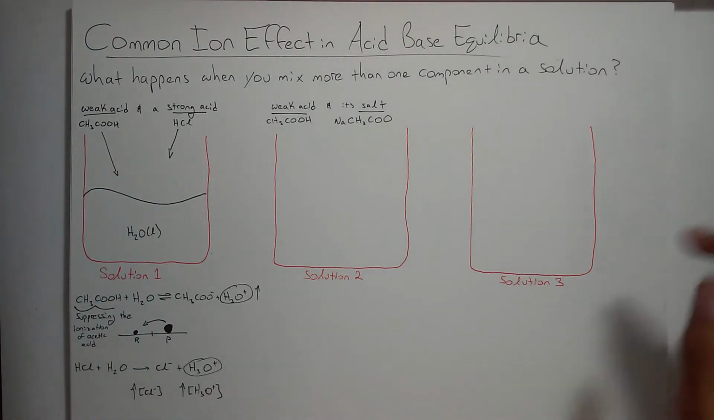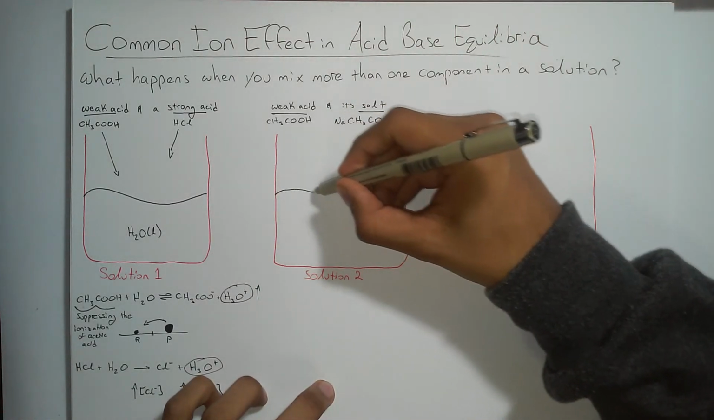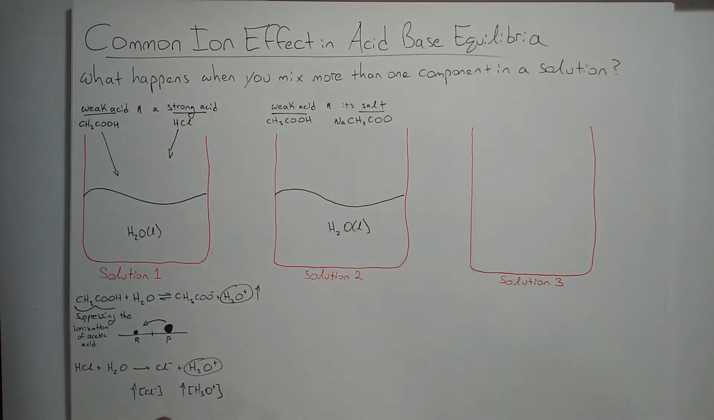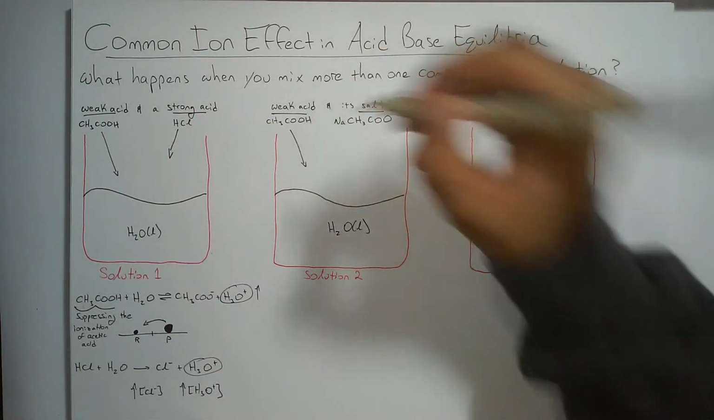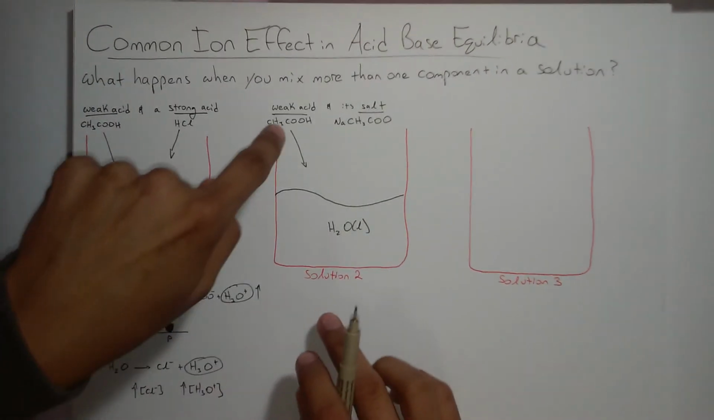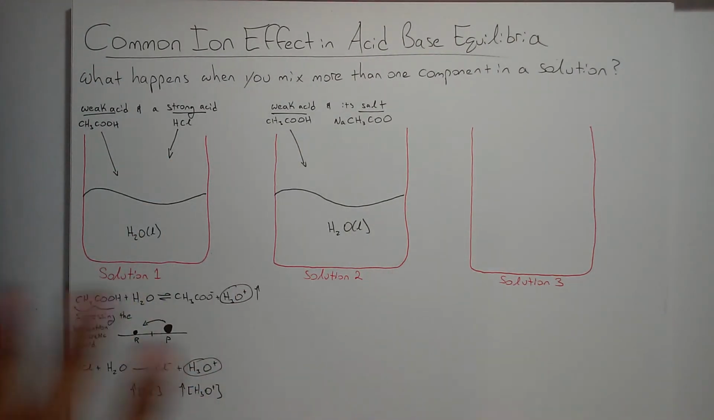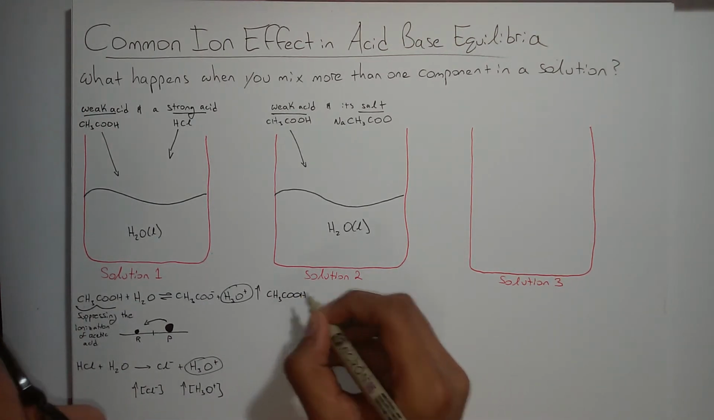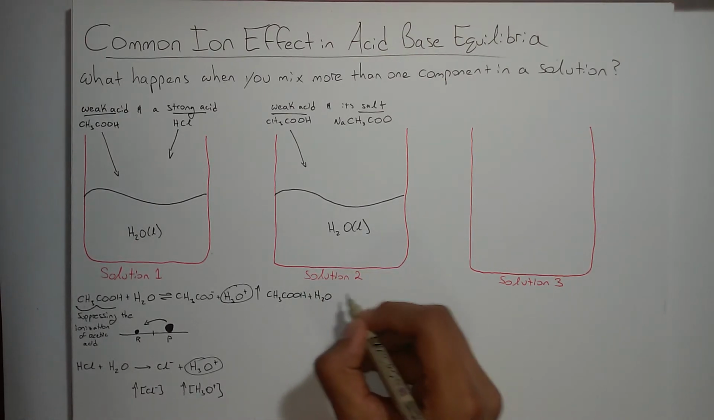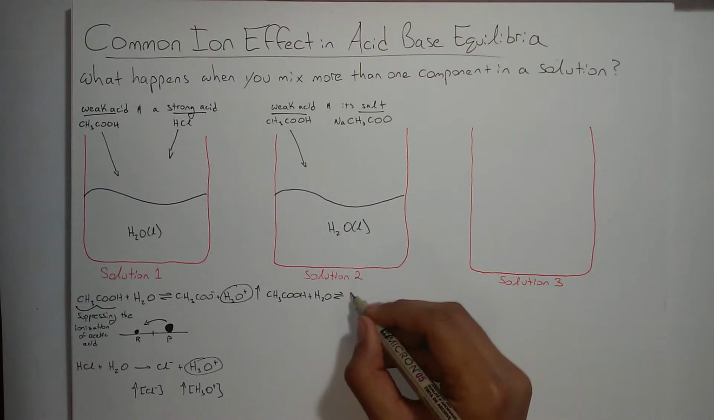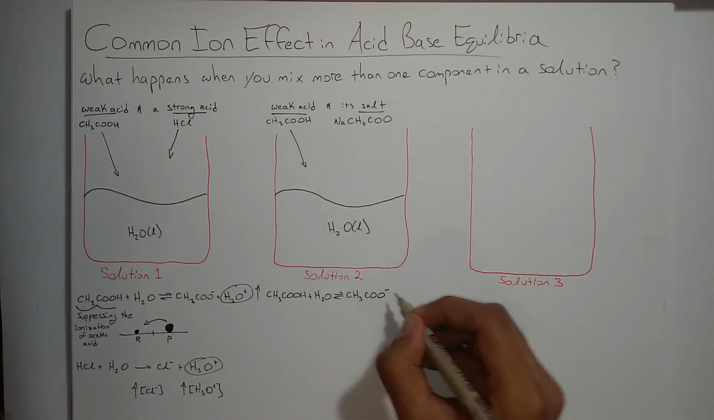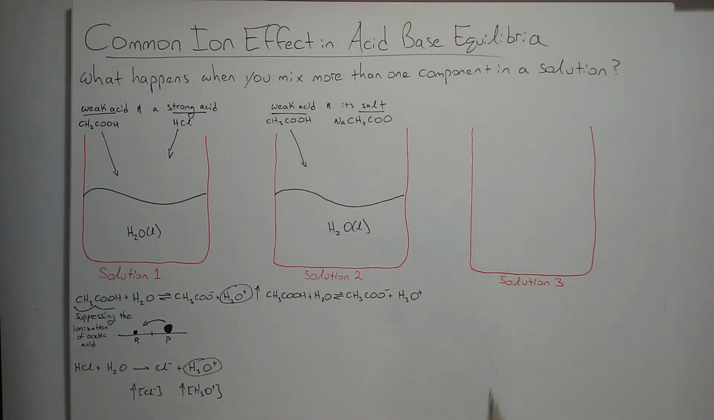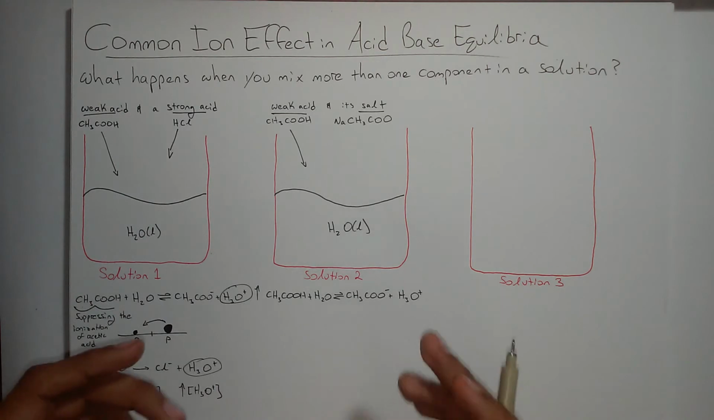Okay, again, same scenario. Let's imagine that I have a bucket that just contains H2O liquid, just contains water. Then I take some acetic acid and I toss it inside of the solution. Again, like we did over here, what happens when acetic acid comes in contact with water? We know that they're going to react with one another. So CH3COOH reacts with water, H2O, and that's going to form its conjugate base, CH3COO minus, plus H3O+, correct?